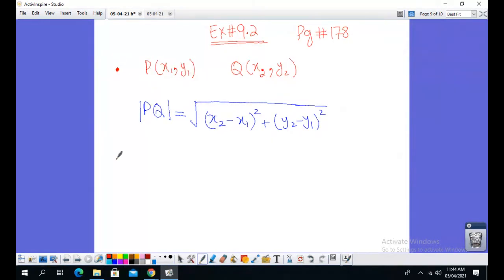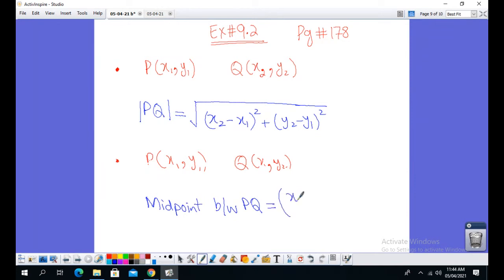And the next one is the midpoint formula. Again, we have these points x1 y1 and the other point Q, that is x2 y2. Now we use the midpoint formula. The midpoint between P and Q is equal to x1 plus x2 divided by 2, comma, y1 plus y2 divided by 2. These two formulas we use in this exercise to solve the questions.